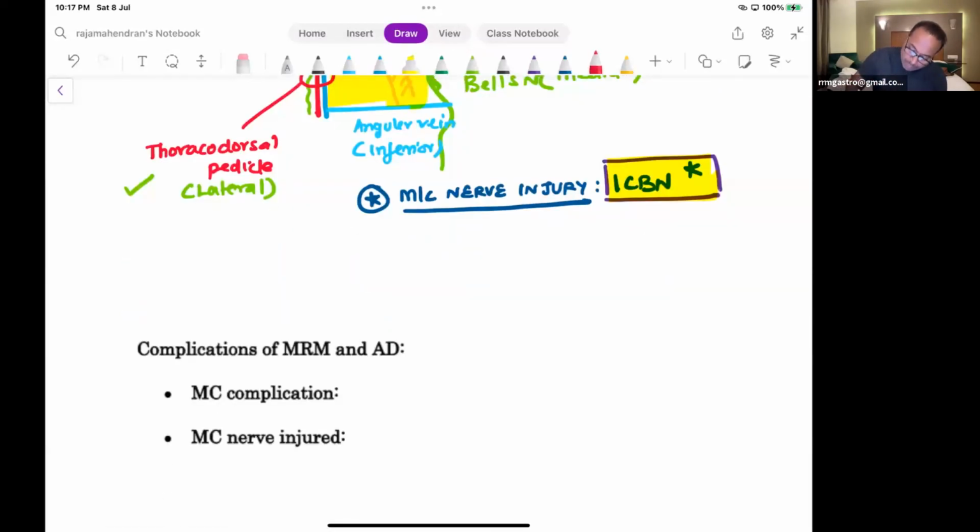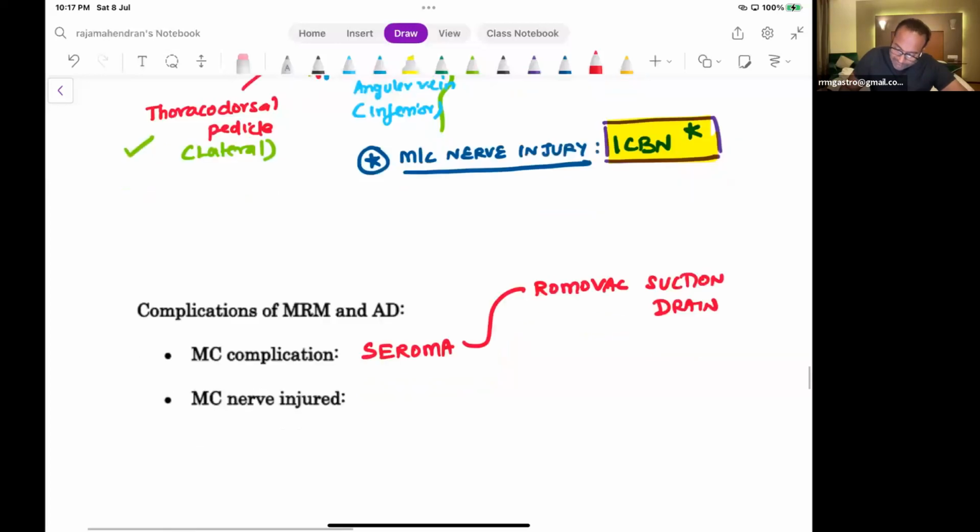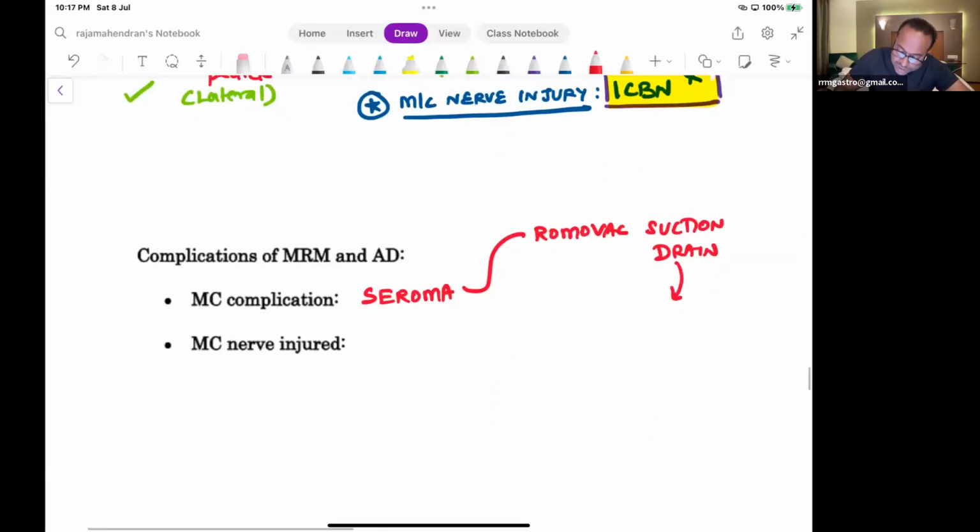What is the common complication of this MRM and axillary dissection procedure? What is the most common complication? Very good, seroma collection. Therefore, we should always keep a Romovac suction drain. Suction drain is always kept. If you keep this suction drain and the drain falls out, what will you do?